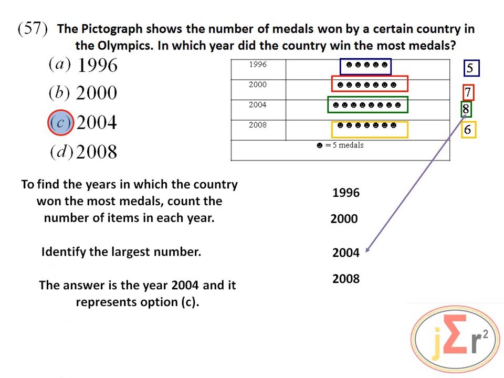Make sure at this early stage we are understanding now that 5 does not represent the number of medals, neither does 7, nor 8, nor 6. Why?